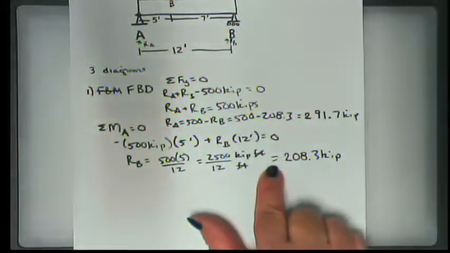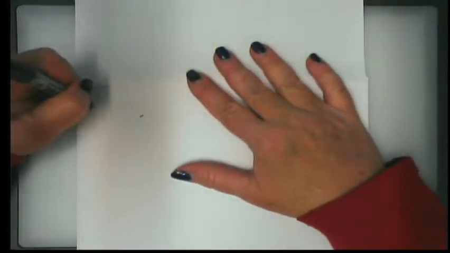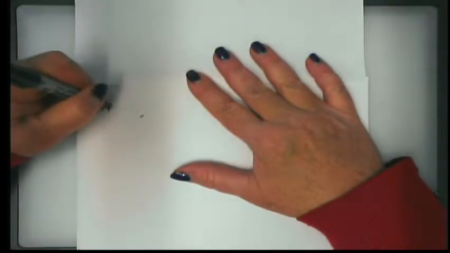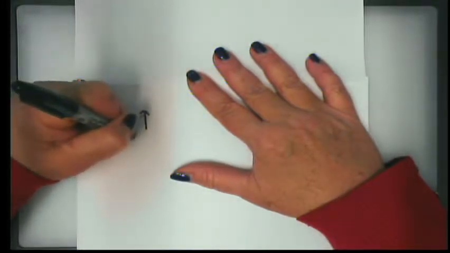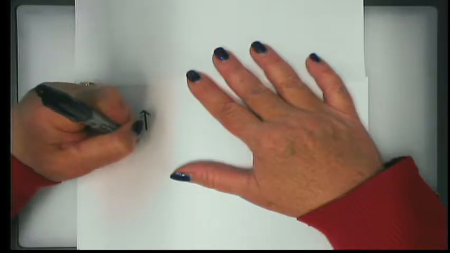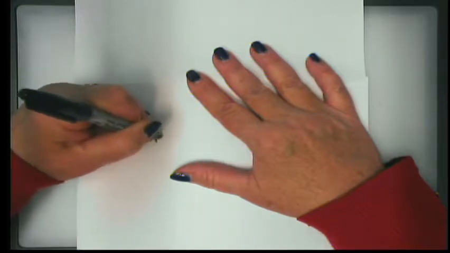Now I have the material that I need to draw my free body diagram, which I'm going to draw over here. A free body diagram looks like this. The reaction at A is 291.7 kilopounds.